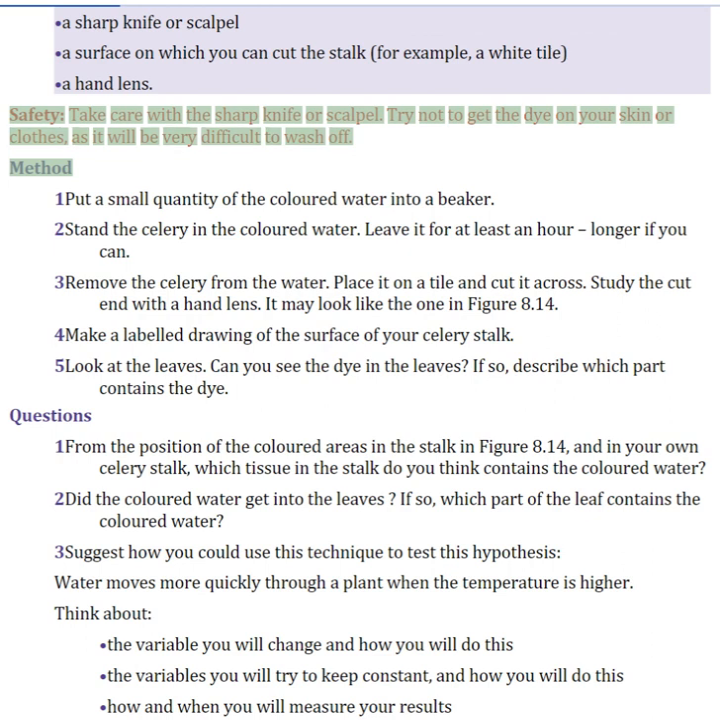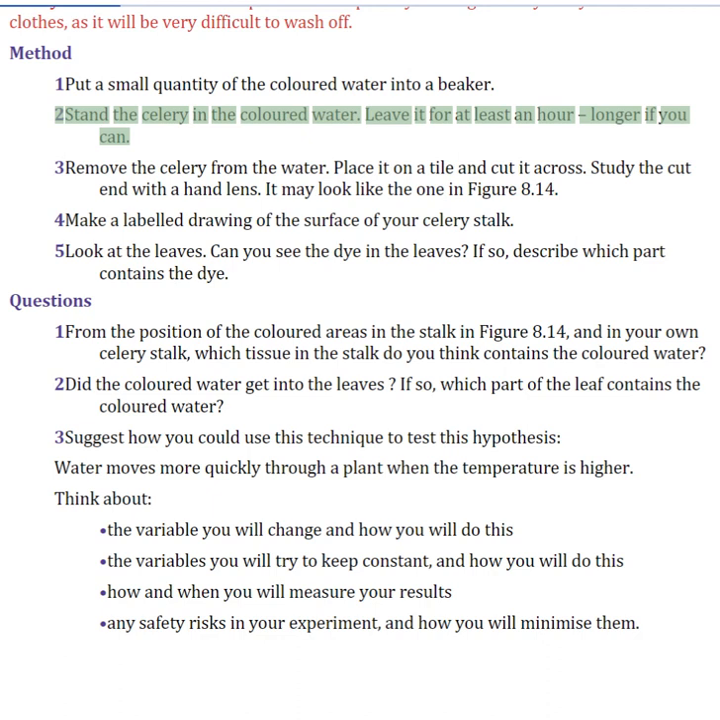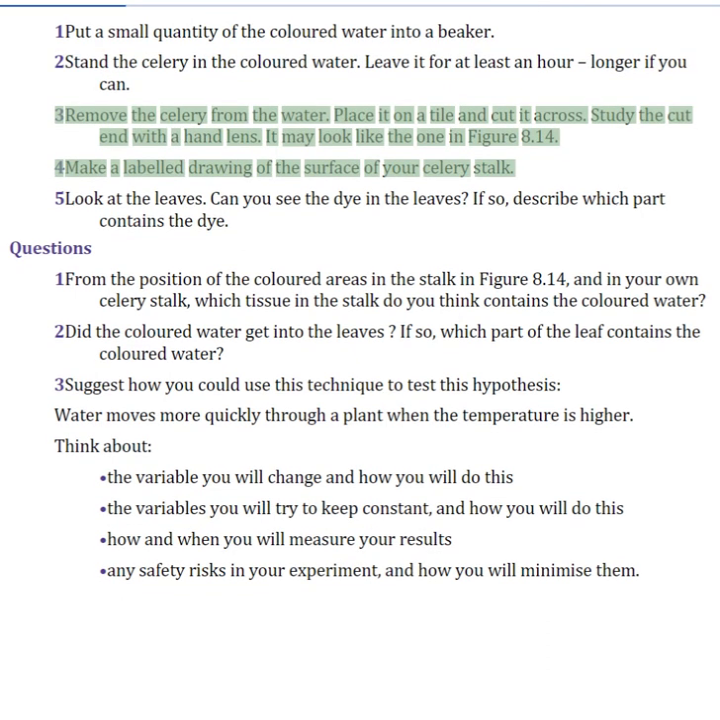Method. 1. Put a small quantity of the colored water into a beaker. 2. Stand the celery in the colored water. Leave it for at least an hour, longer if you can. 3. Remove the celery from the water. Place it on a tile and cut it across. Study the cut end with a hand lens. It may look like the one in figure 8.14.